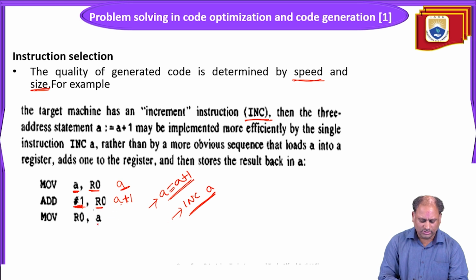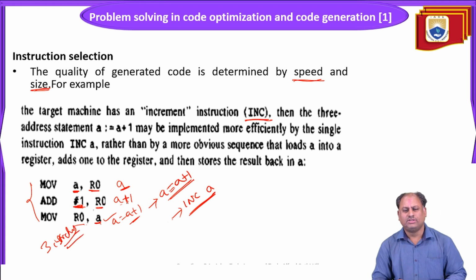So now what is R0? R0 is moved to A, so finally A equal to A plus 1. So these are the three instructions to be passed. Instead of passing three instructions with separate register R0 and variable A, we can make this into a single instruction format, that is INCA, or A equal to A plus 1.